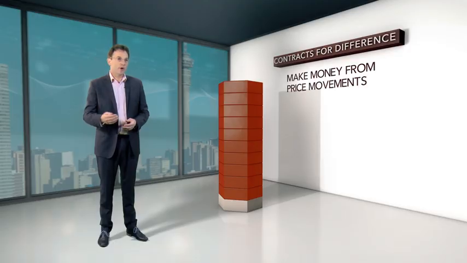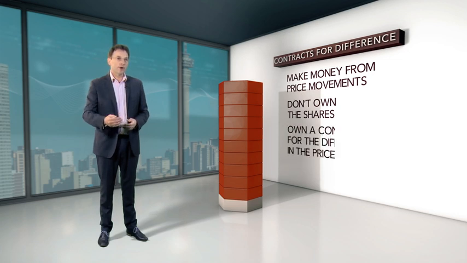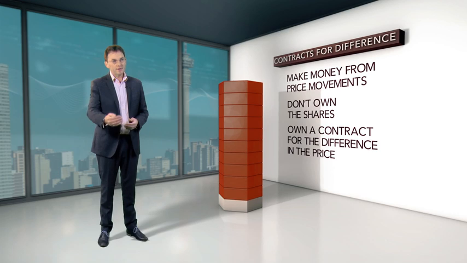CFDs allow you to make money from price movements, but it's important to remember you don't own the shares. You own a contract for the difference in the price from when you entered the position to when you exited. This means you don't have the same voting rights as people who hold the shares outright and has implications for dividend payments. If you hold a long position in a company that issues dividends, the dividends will be paid to you in cash. If, however, you've shorted a company that pays a dividend, the cash dividend amount will be deducted from the cash in your CFD account. We explain CFDs and dividends in another video.